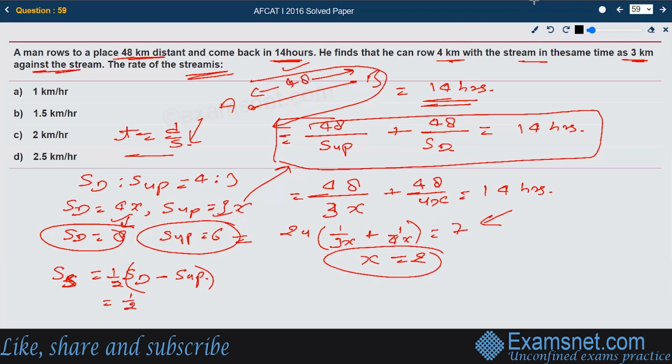So if we put the values, it is half of 8 minus 6. That is going to be 1 kilometer per hour. So this is the rate of the stream calculated finally, 1 kilometer per hour. So option number A is right.